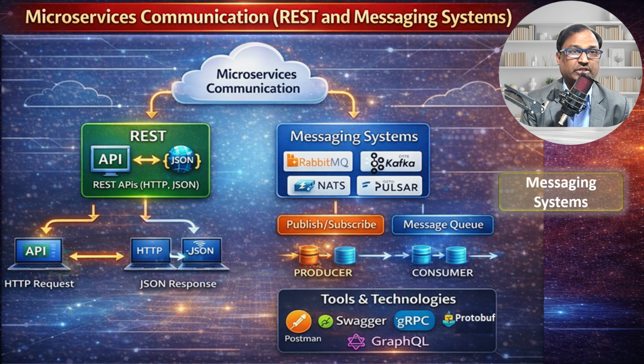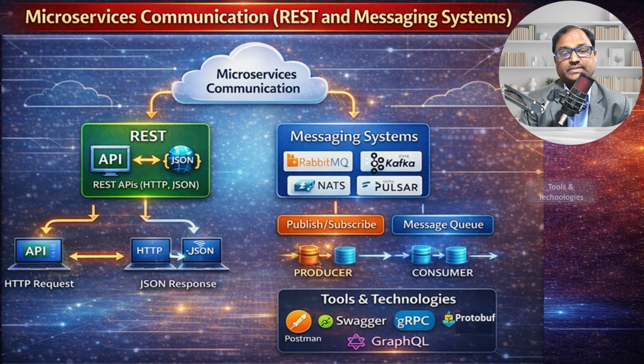Popular messaging tools include RabbitMQ, Apache Kafka, NATS, Apache Pulsar. Here we use patterns like publish and subscribe, message queues. Messaging systems provide better scalability, loose coupling, higher reliability. Even if one service is down, messages can still be processed later.